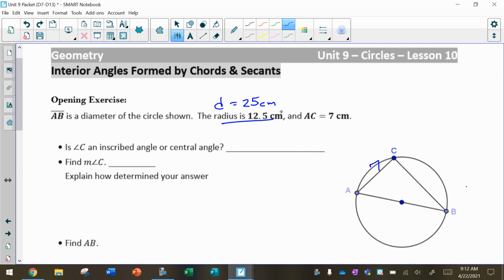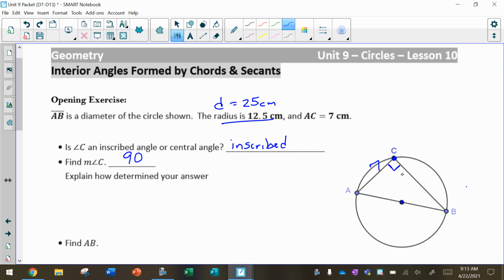Okay. Is angle C an inscribed angle or a central angle? Well, this should be pretty easy to answer. C is on the circle, so that means it's an inscribed angle. What's the measure of angle C? Well, if this is the diameter, arc AB is a semicircle, so an inscribed angle that opens up to a semicircle is going to be half of 180, so angle C is going to be a 90-degree angle.